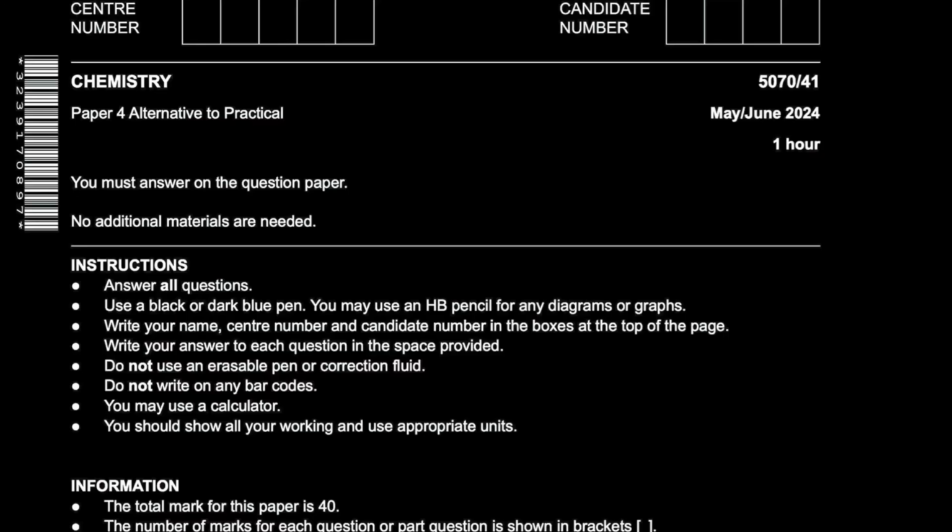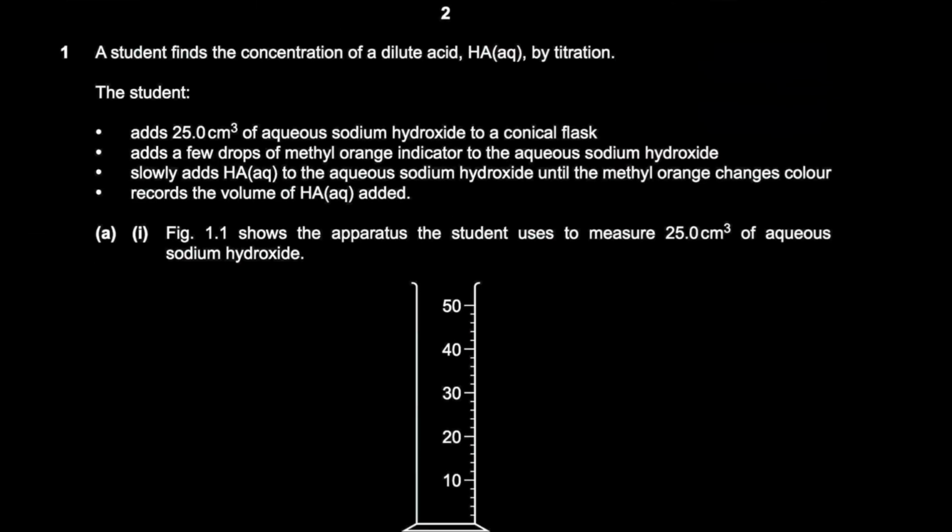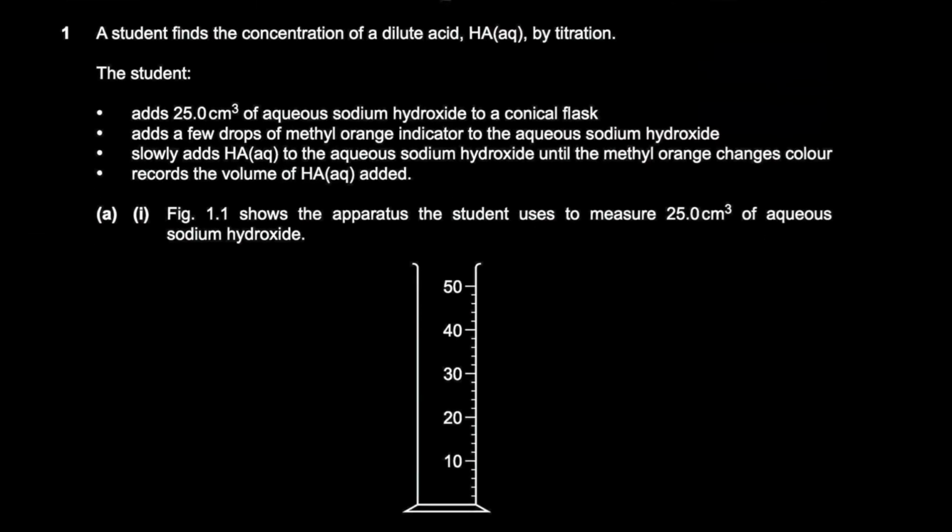All right, so today we're going to do May-June 2024, paper 41. Paper 4, variant 1. A student finds the concentration of a dilute acid, HA, by titration. HA just means you have H plus A minus, right? This is like HCl and Cl minus and so on. Some general acid. We don't know what A is.